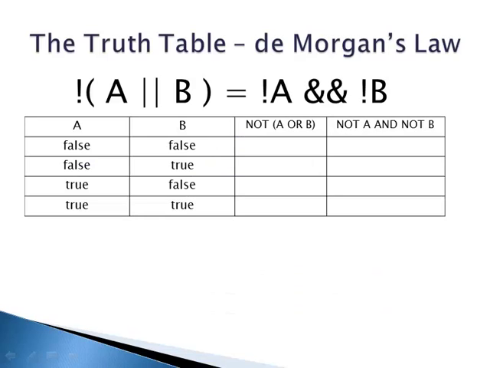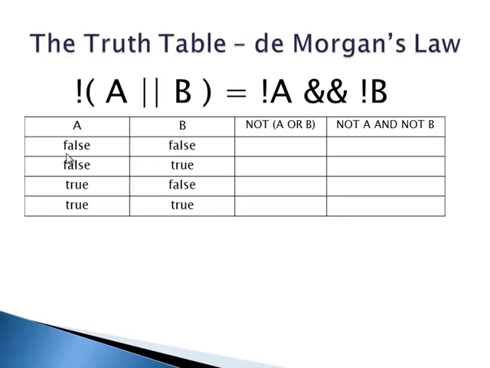So let's take a look at the first kind of De Morgan's law we have. If we have a circumstance where we have not (A or B), it turns out that'll be the same thing as not A and not B. Let's see if we can prove that. Once again, we have our 0,0, 0,1, 1,0, 1,1.